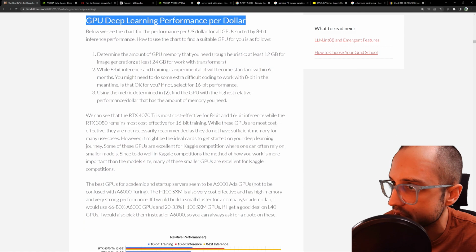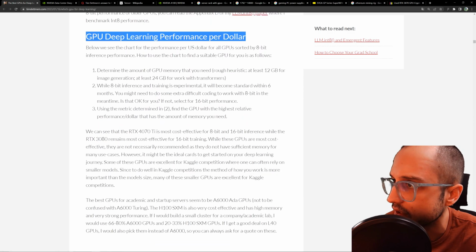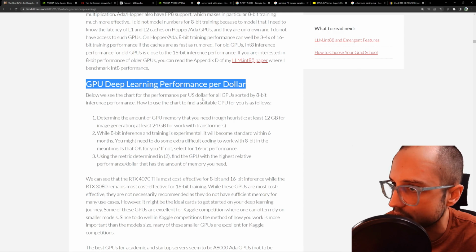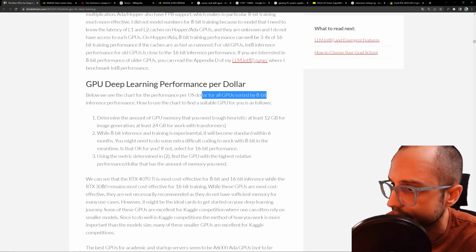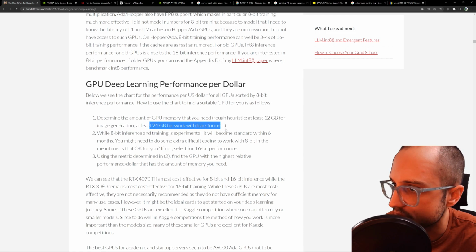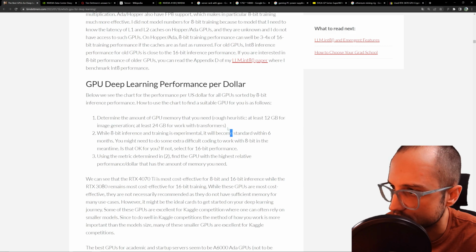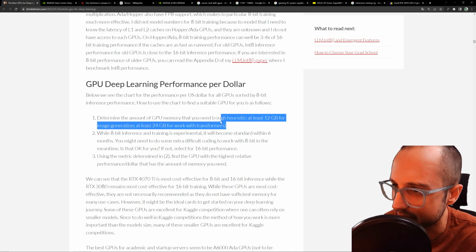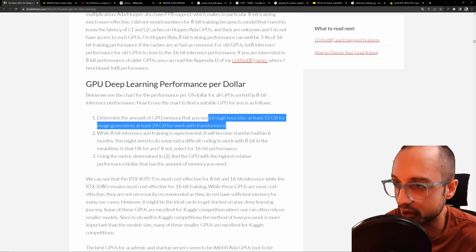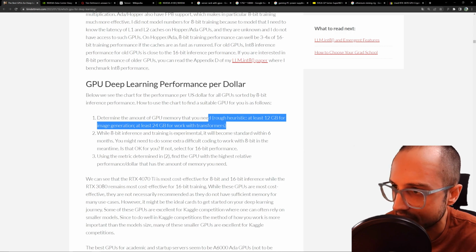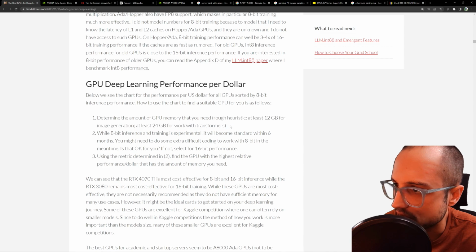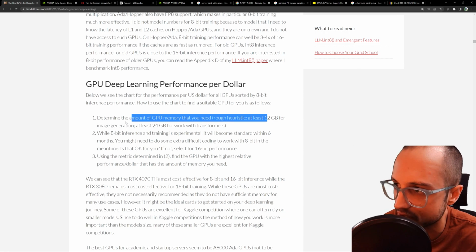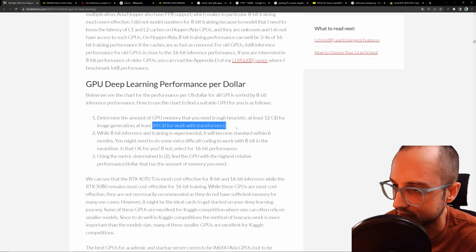Okay, GPU deep learning performance per dollar. Below we see the chart for performance per US dollar for all GPUs sorted by 8-bit inference performance. He's saying you need at least 12 gigabytes for image, 24 gigabytes for transformers. I don't know, I think this is really rough because there are huge image models, and a lot of image models such as the Vision Transformer are transformer based as well. He's more thinking about image generation, as in you need 12 gigabytes to run Stable Diffusion, 24 gigabytes to run ChatGPT, or whatever version he's using.